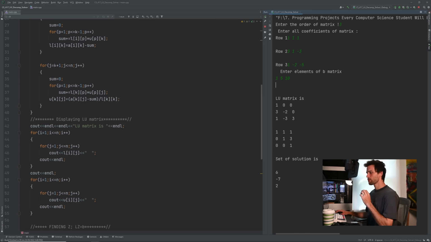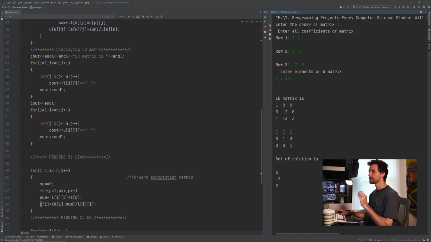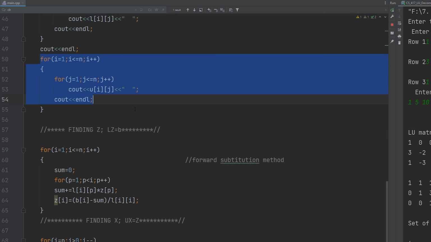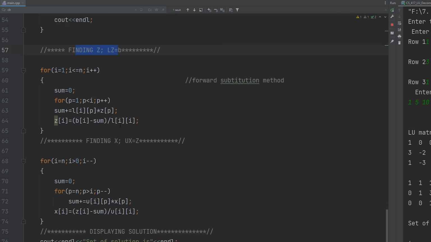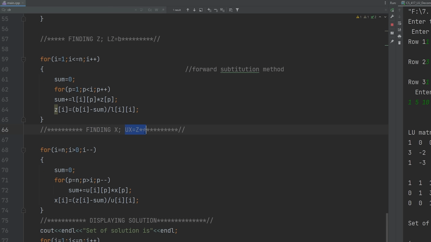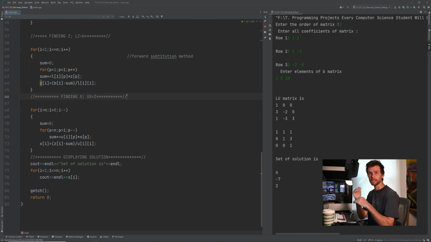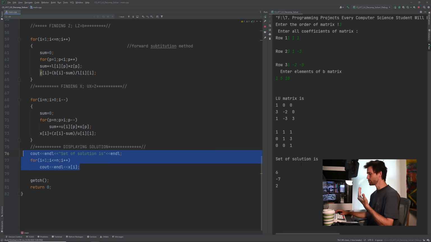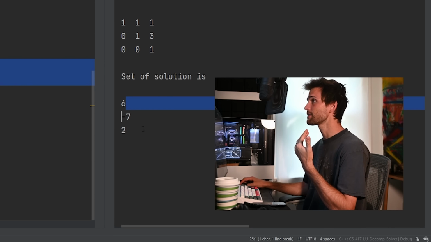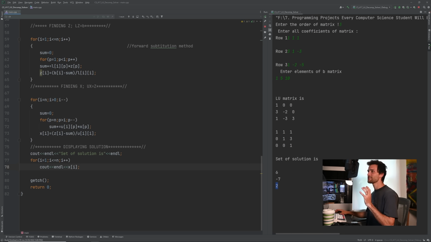It runs through our program. It displays the lower matrix, it displays the upper matrix, it finds Z with LZ equals B, finds X with UX equals Z. Those are the steps in between A equals LU and AX equals B, or kind of. I don't remember everything, okay? So correct me if I'm wrong. And then it displays the solution, which is 6, negative 7, 2. These are the things that you're able to do when you understand the theory as to the why, and then you implement the how using code.